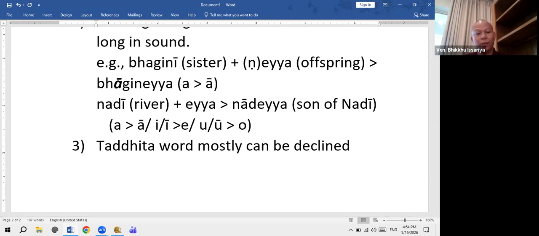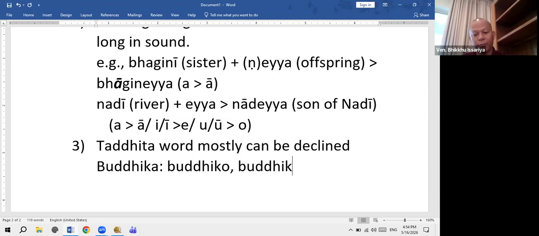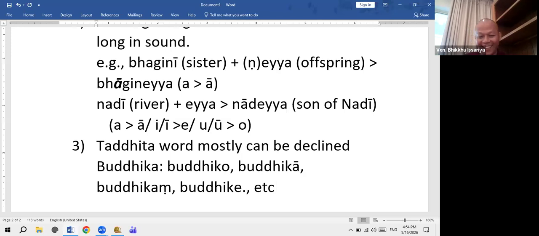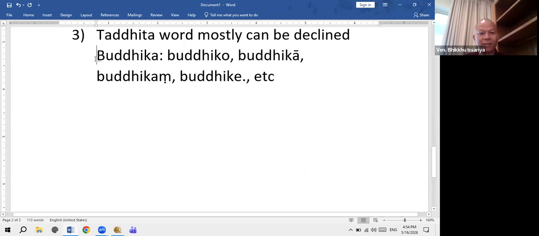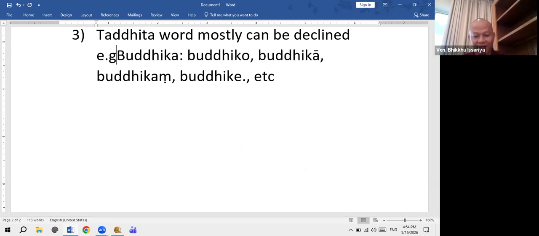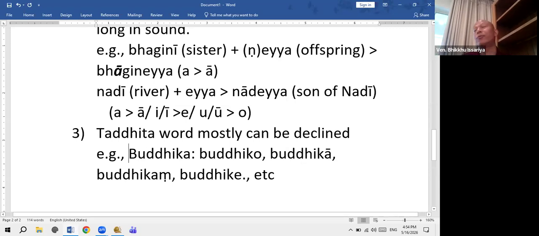For example, at the very beginning, Bodhika can be like this: Bodhiko, and then Bodhika, Bodhikam, Bodhike, etc. So these are three common rules for most of the Taddhita words.